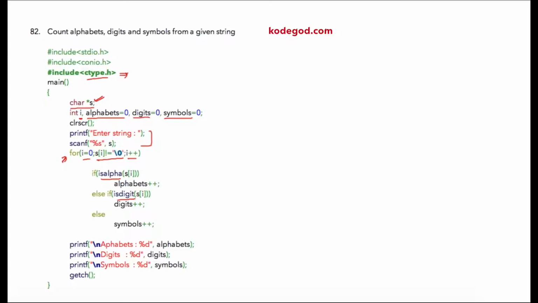Then for each iteration, I'm going to check whether current character is alphabet, and if this condition is true, so isalpha returns me true or false if the character is alphabet, and if this condition is true, we will increment alphabet by 1. If this condition is false, then we'll check whether it is a digit using isdigit function. So isdigit function will give me true if the current character is digit. We will increment digits by 1, and if both of these conditions are false, then obviously it is a symbol. So I will increment symbols by 1 using symbols++. So this whole process will execute till we reach \0, that is end of your string. And once the loop completes, after that we are just going to print these values, alphabets, digits and symbols.